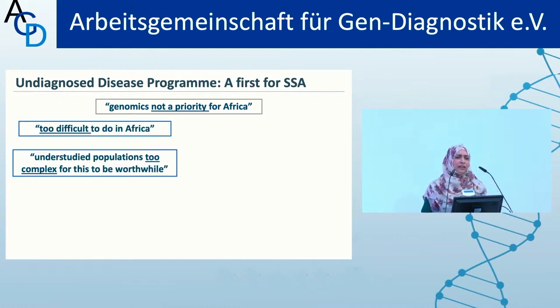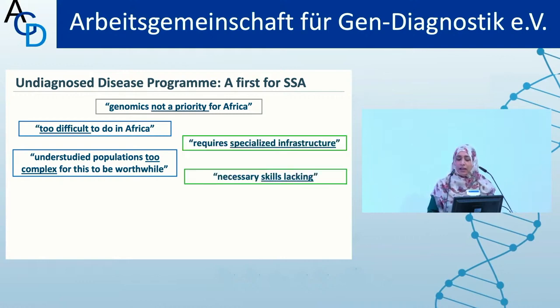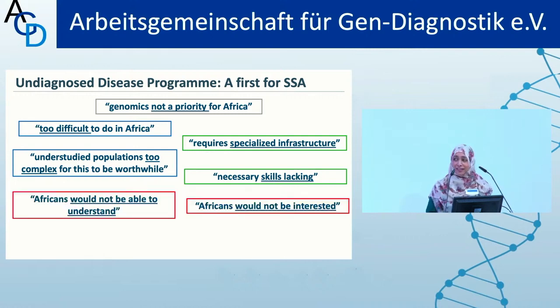But we also heard things like, this is too difficult to do in Africa. The population is so understudied and so complex, this is not going to be worthwhile, especially not in the near future. And I agreed with some of the criticism that, yes, it requires specialized infrastructure. That's true everywhere. The necessary skills were still lacking, but we have plans to address those. So I thought, this is not such a big deal. What I did not enjoy hearing was that they said that Africans would not be able to understand genomics, or that they would be less interested than the rest of the world. You'll see how that turned out to be untrue.